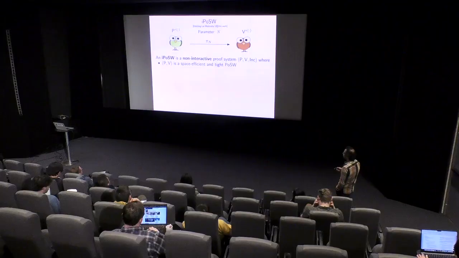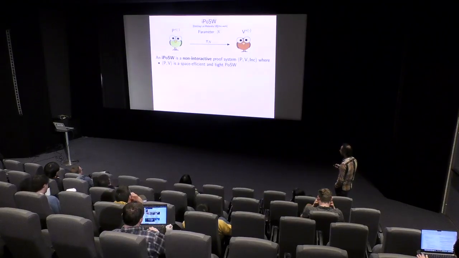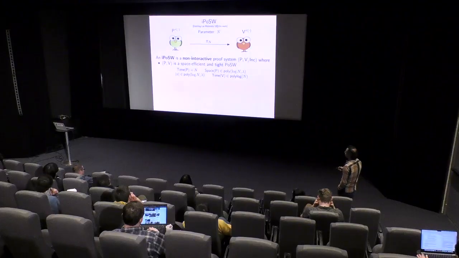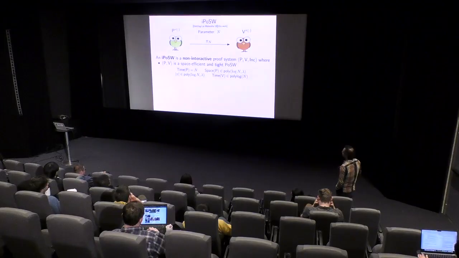We require that the prover and verifier are space-efficient and tight. Tight relates to the time, and space efficiency is what it is. So the time runs in n, and space polylog n, and as before, the proof size is small, and the time of the verifier is also small.